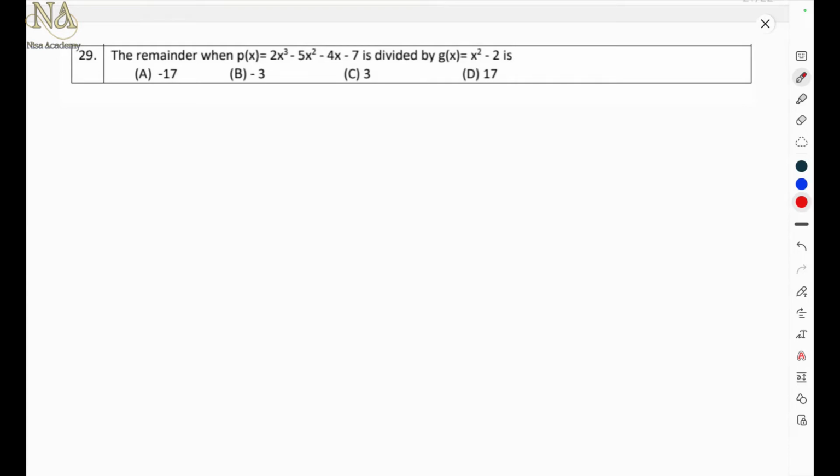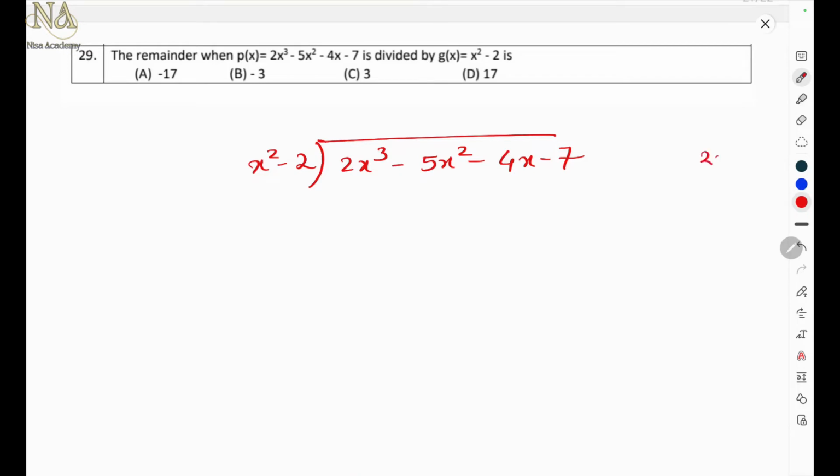Question number 29. The remainder when p of x equal to 2x cube minus 5x square minus 4x minus 7 is divided by g of x equal to x square minus 2 is. So let's take the polynomial 2x cube minus 5x square minus 4x minus 7 divided by x square minus 2. What I will do is take this 2x cube along with its sign, plus, and divide it by the x square along with its sign, plus. So 2 remains, and x cube by x square, so x cancels, only 1x remains. So just take this 2x and put it over here.